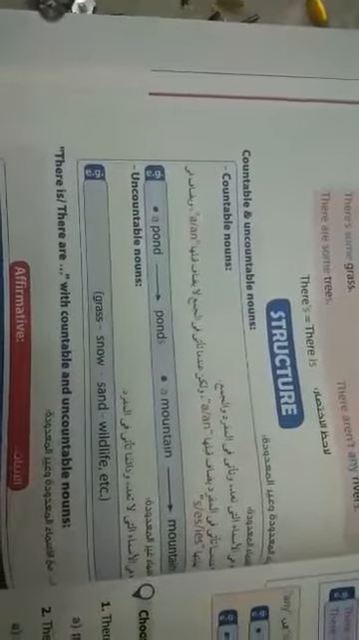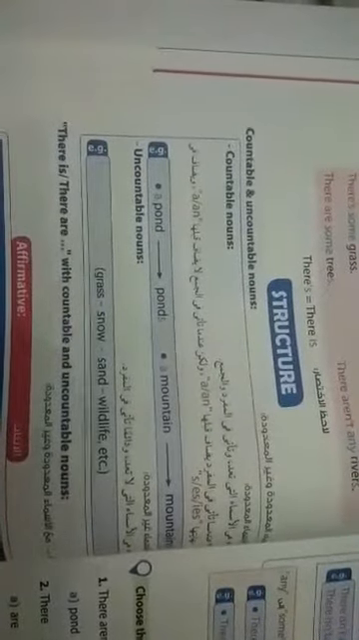We use a and an before singular nouns like a pond, a bond, a mountain. We can also make them plural by adding s or ies, like bonds, mountains. Uncountable nouns, we can't count them, or add s or ies, like grass, snow, sand, wildlife.